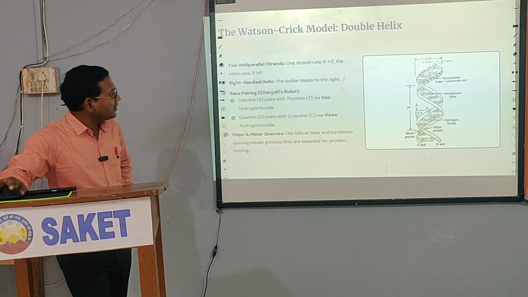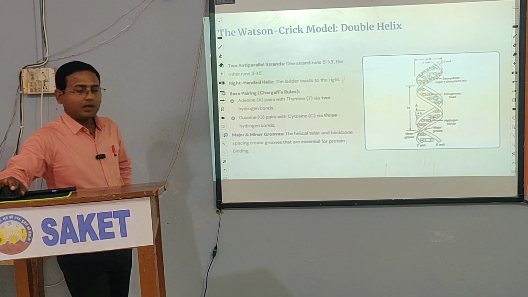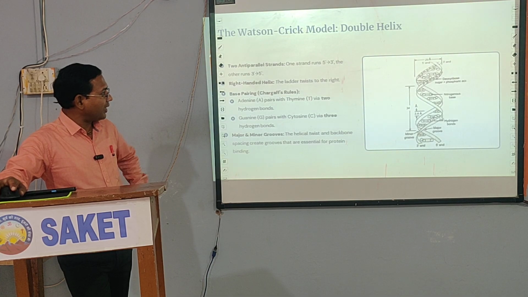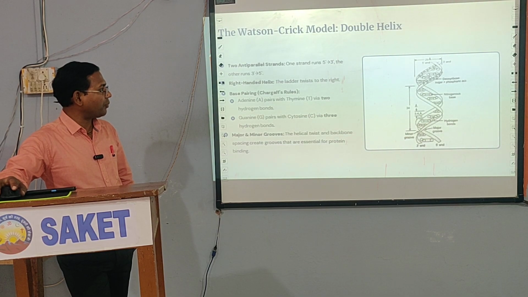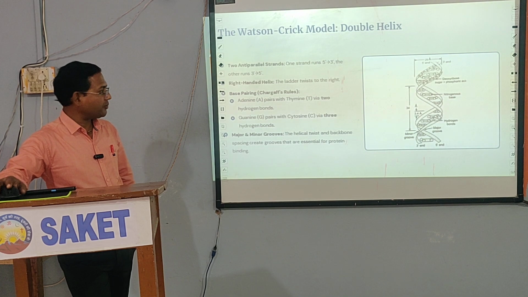And this is the pitch of the DNA, that is 34 angstrom, because one twist, this is one helix turn from here to here, takes a distance of 34 angstrom, and 3.4 angstrom is the distance between the successive nitrogenous bases.